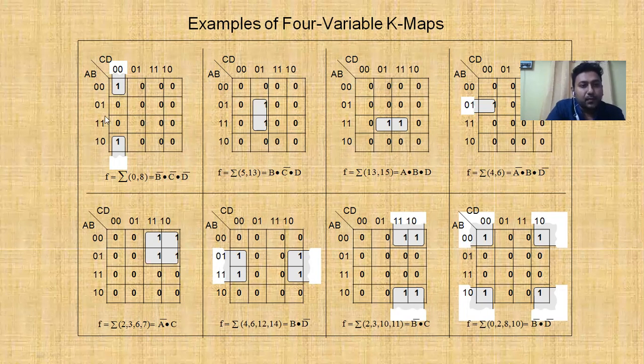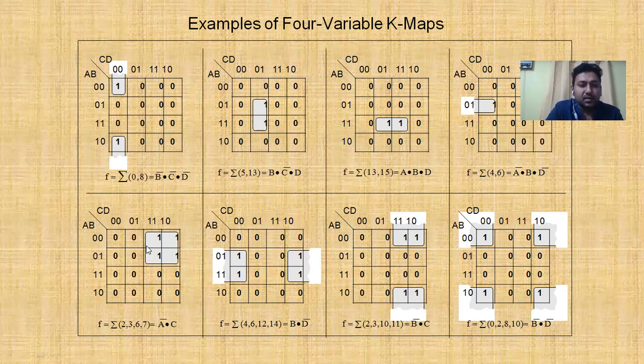From here we can write the logical expression. Here 0 0 1 0, so 0 is constant, that means we write B bar, and for this column 0 0, that means C bar D bar. So that is B bar dot C bar dot D bar. This way, take this example: the uppermost and lowermost also form a group, and B bar is the corresponding logical expression.